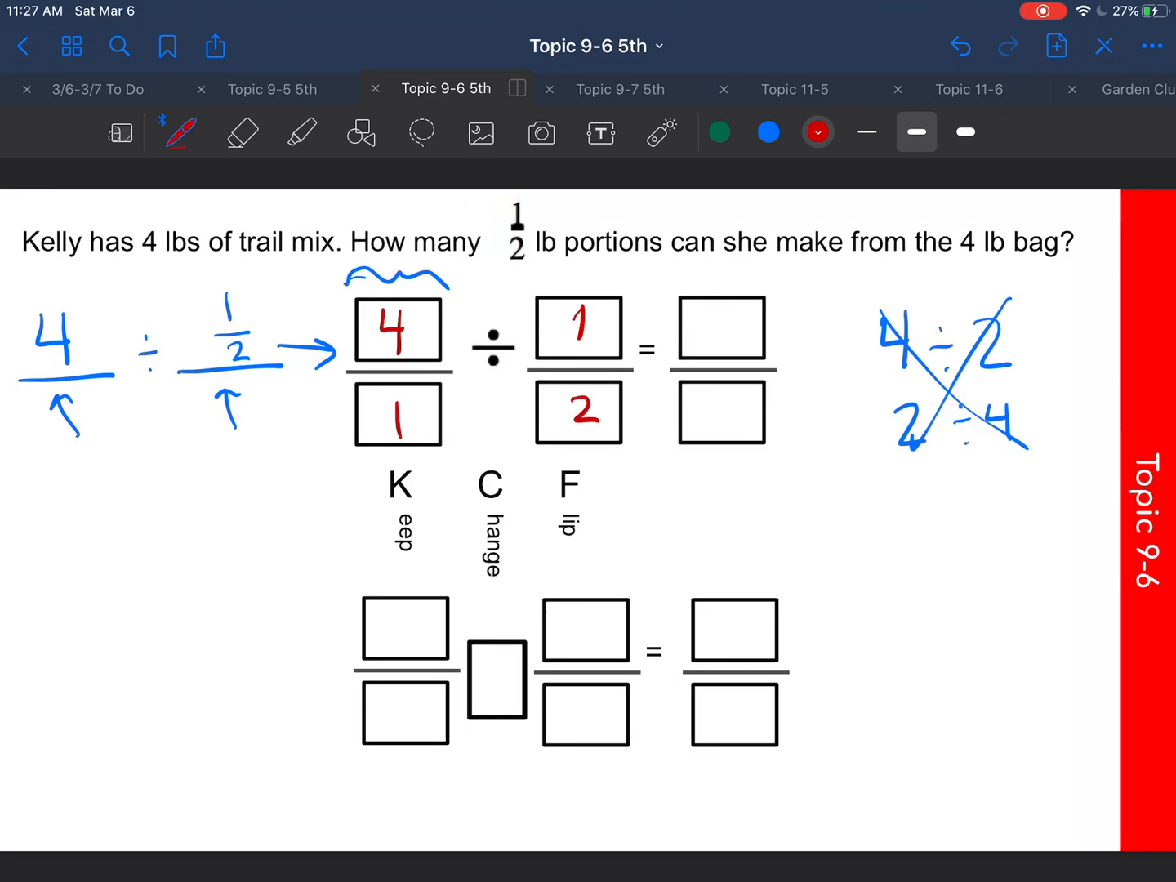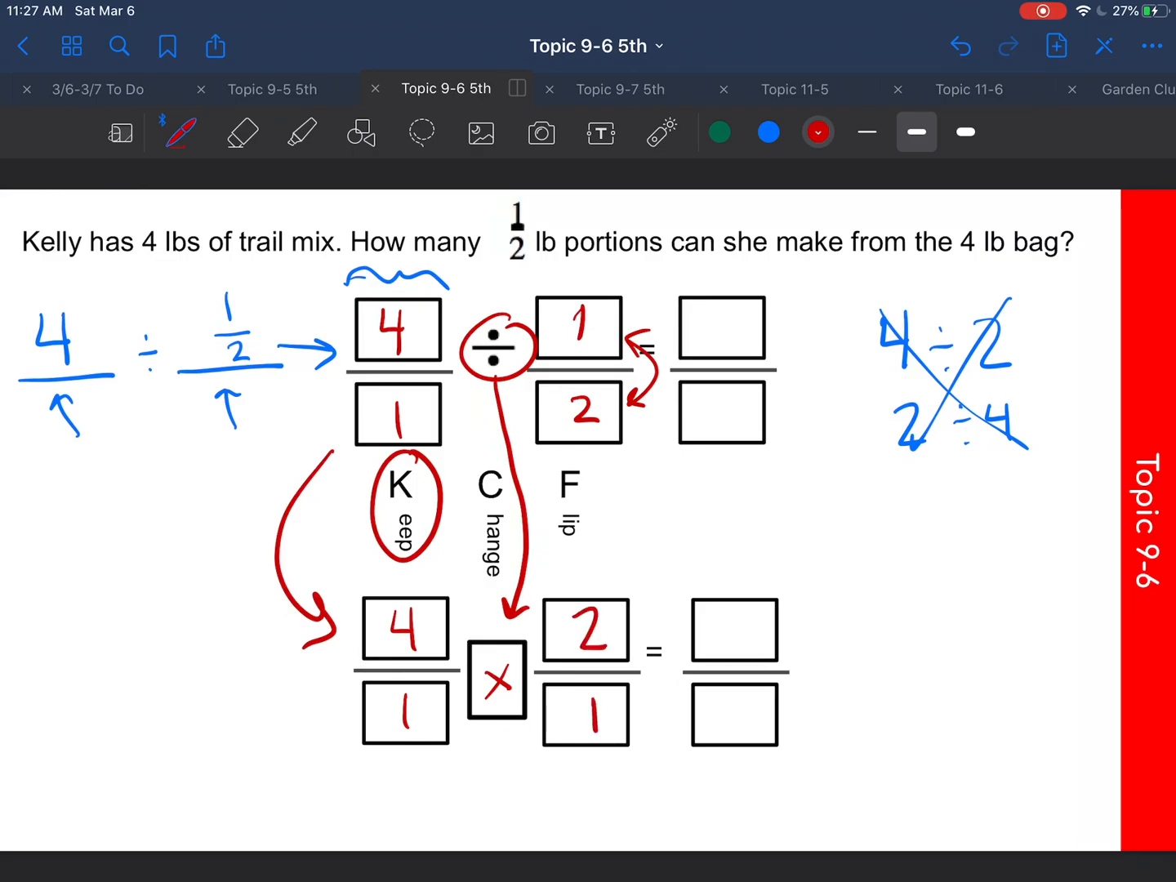So we go through keep, change, flip. Again, I'm going to recommend that anytime you do keep, change, flip, you rewrite the problem again. Okay, so keep the 4 over 1, change the division to multiplication, and flip-flop or find the reciprocal of half, which is 2 over 1.